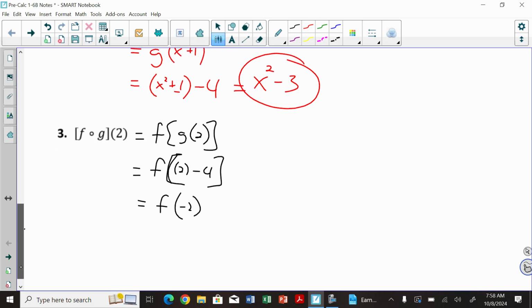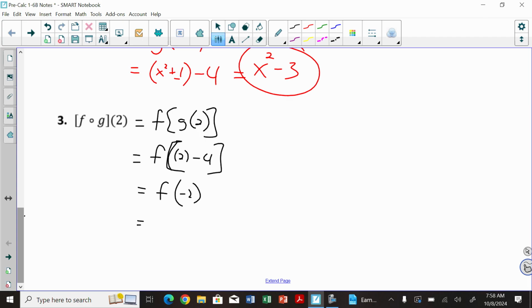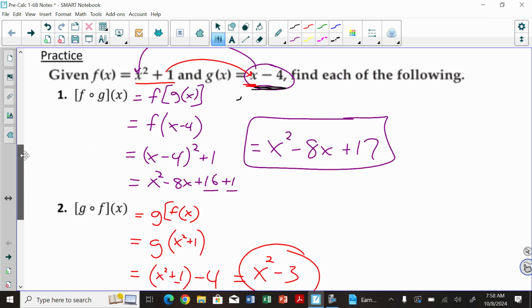Okay, and then we can plug that into our f function, so it'll be negative 2 squared plus 1. And that's going to be 4 plus 1, which equals 5. Okay, so we just evaluated it in g first, up here, right? 2 minus 4, and then we plug that result into the f function.